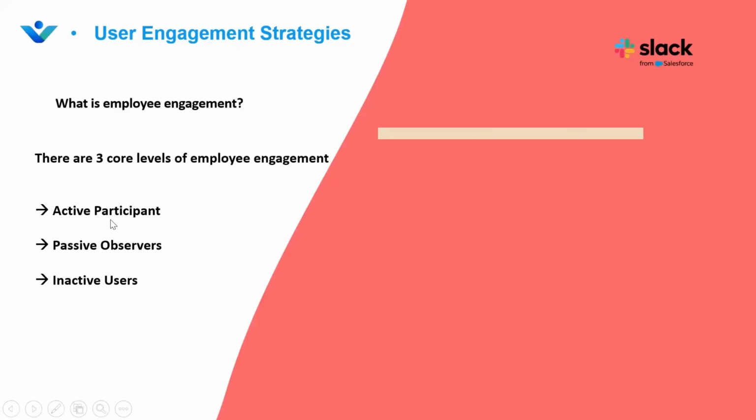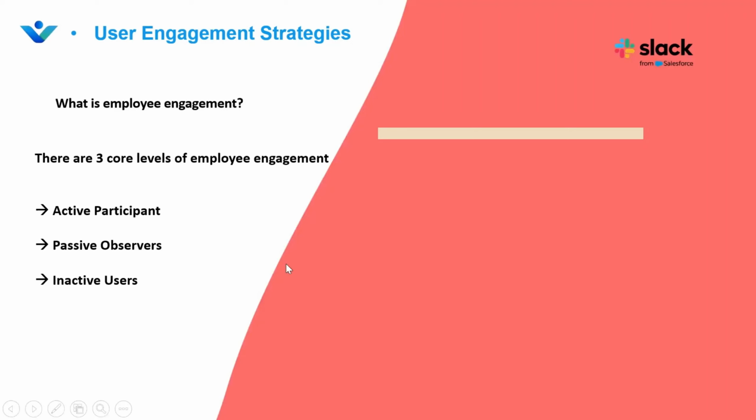One, which is active participation. These are employees who actively contribute to conversation, discussion, and collaboration within Slack. They regularly post messages, share updates, ask questions, and engage with other teammates in channels.